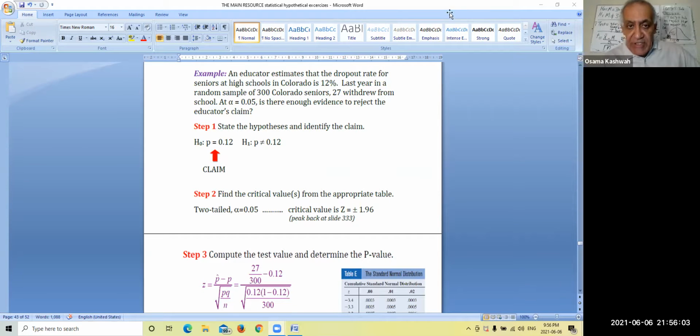Okay, so let's go. Here we have an example about using proportions, and you can know it because there are no averages here. We are talking about percentage. So we have 12%. This is not an average. An average would say, for example, height. It's a number, but this is a percentage.